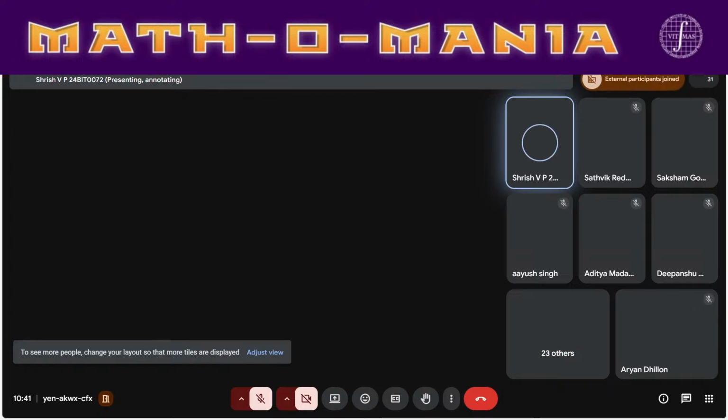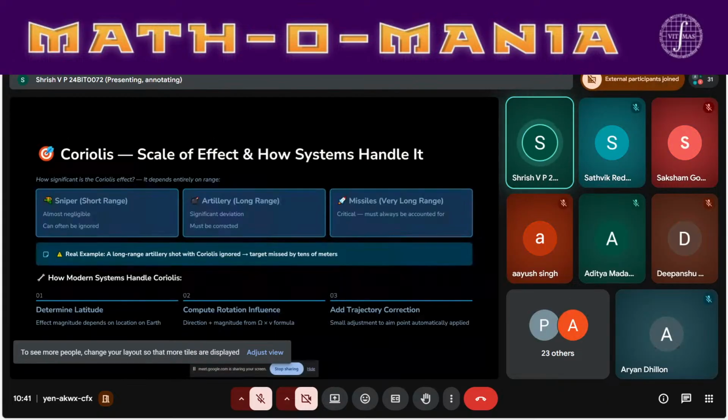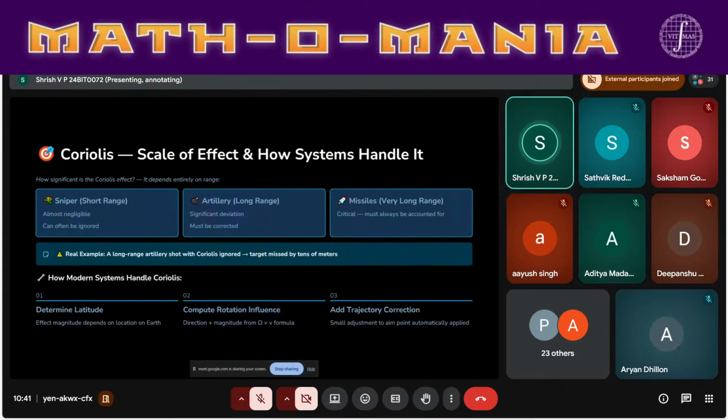Okay. Modern systems handle it step by step. First, it determines the location. It determines where you are on Earth exactly. So first the system calculates the latitude. Okay. Then it computes the rotation effect. They calculate how Earth's rotation will affect the projectile's path. This includes the direction of deflection and also the magnitude of deviation. And then it finally applies the correction and adjusts the aim.